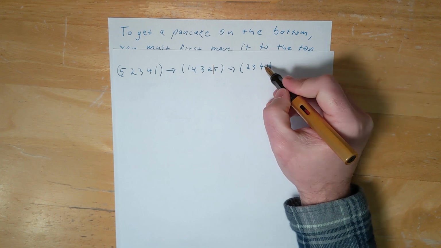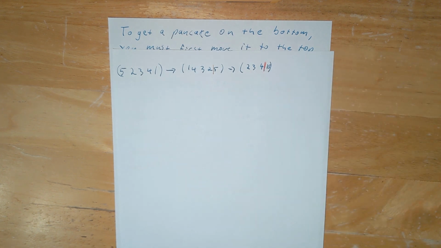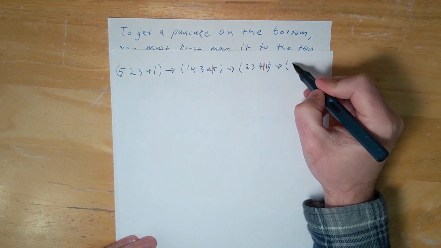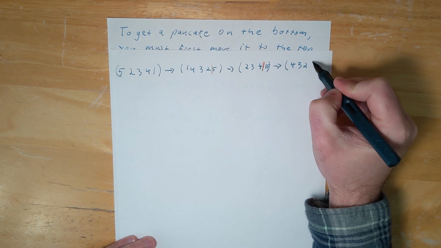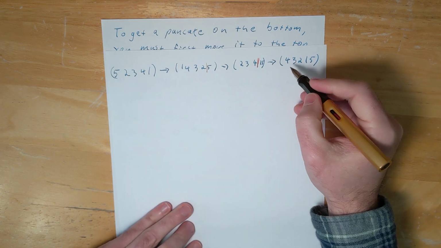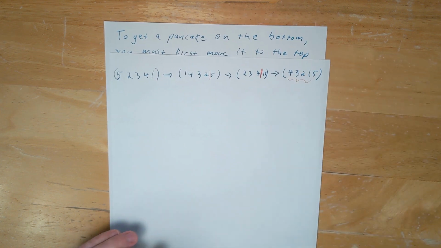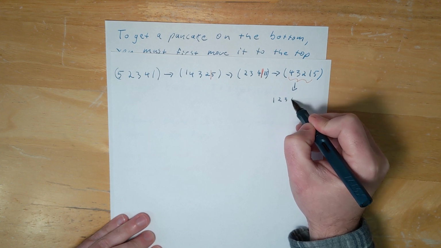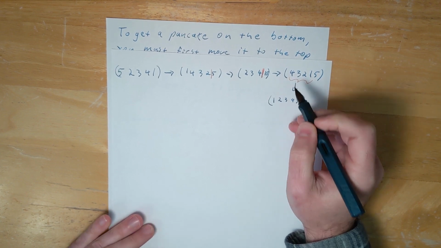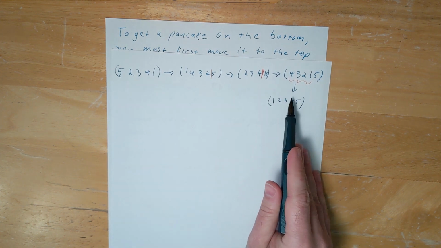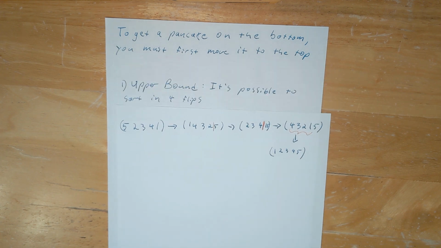And then if we put the spatula between the 4 and the 1, that's going to get us to 4, 3, 2, 1, 5. And now you can see that everything above the 5 is in reverse sorted order. So if I put my spatula between the 1 and the 5, then I'll end up with 1, 2, 3, 4, 5. I have a sorted stack of pancakes, and I did that in 1, 2, 3, 4 flips. So our upper bound proof is done.